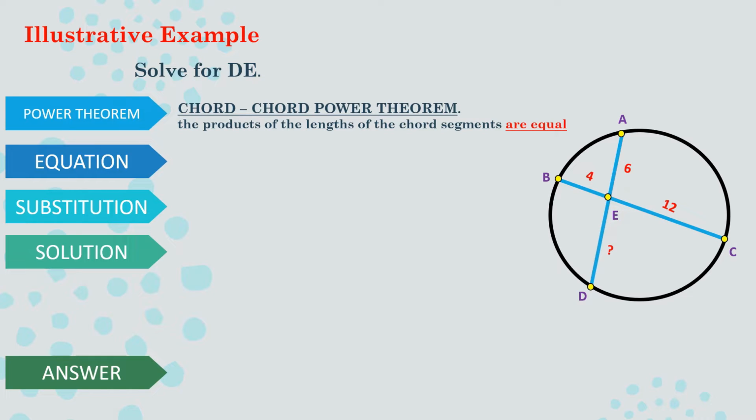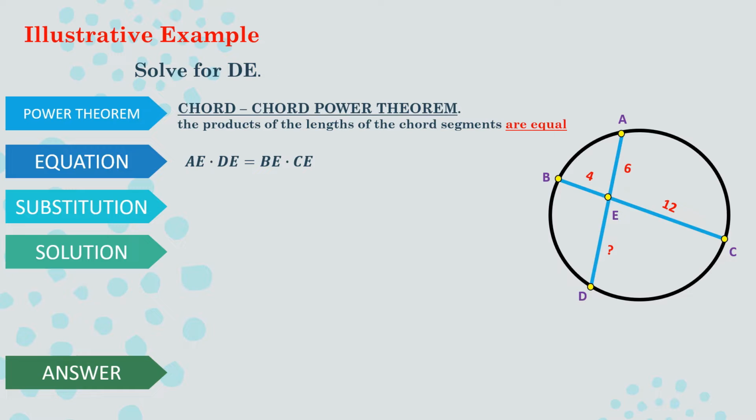And according to the chord-chord power theorem, the product of the lengths of chord segments are equal. Therefore, in our equation, we're going to multiply the chord segments on our figure. We will have AE times DE, which are the chord segments of chord AD, is equal to BE times CE, which are the chord segments of chord BC.